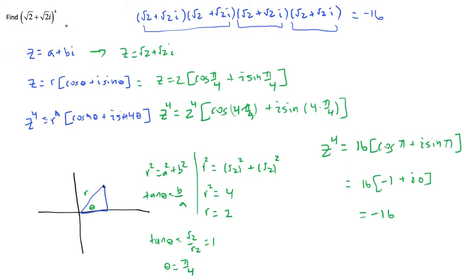So whenever we want to find powers of complex numbers, it's easier to convert it to its polar form, and then use de Moivre's theorem to find that power.